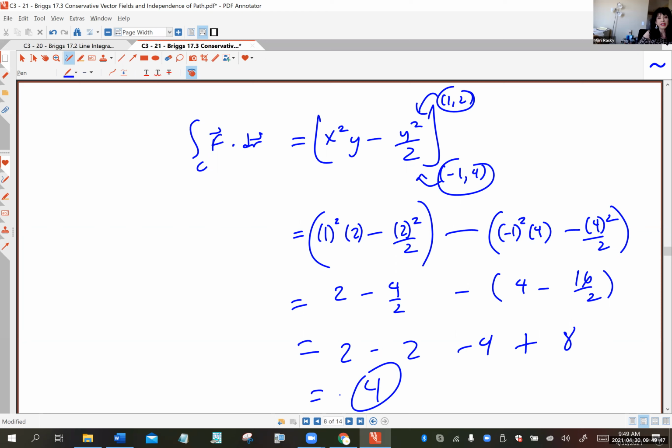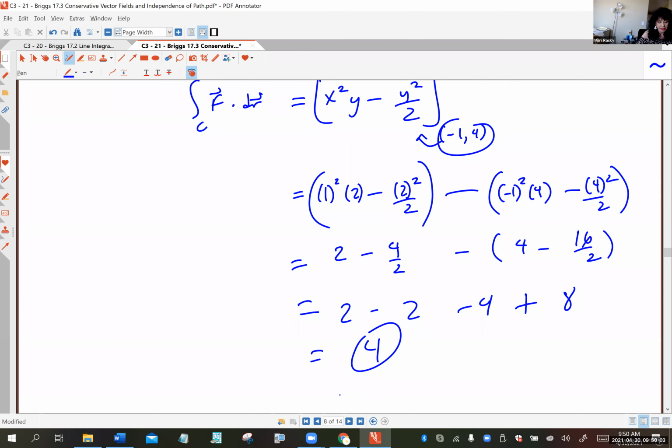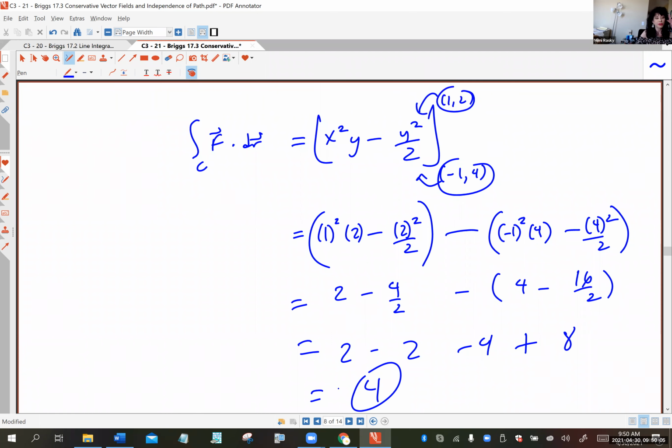So what was the beauty of that? The beauty of that problem was it was a conservative vector field. I did not have to parameterize. All I had to do was recover the potential function and evaluate the potential function between the beginning and ending points. And that is the fundamental theorem of line integrals. And it's a wonderful thing.